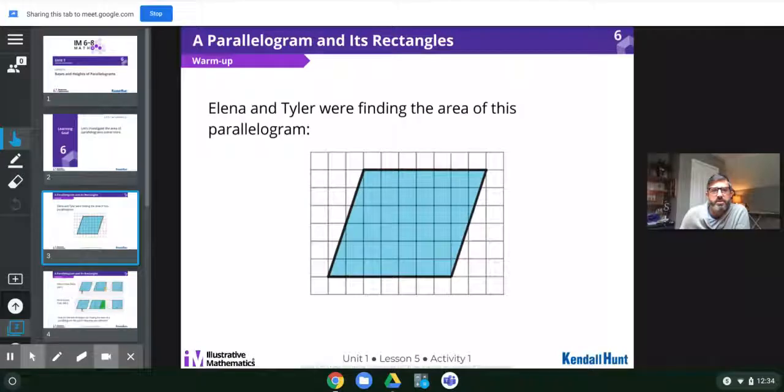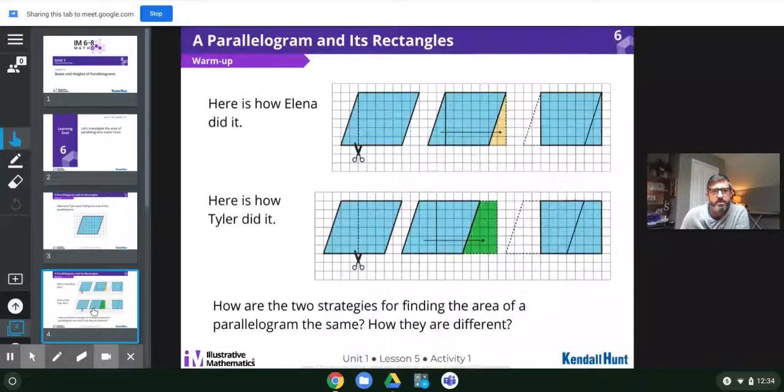So this is a parallelogram, and we've got two students, Elena and Tyler, and they were finding the area of this parallelogram. So let's see how they did that. So Elena, she did it. Now you remember we talked about last week, we've been talking about for a little while, decomposing the shapes and rearranging them to make shapes that are a little easier to find the area. So that's what they've basically done.